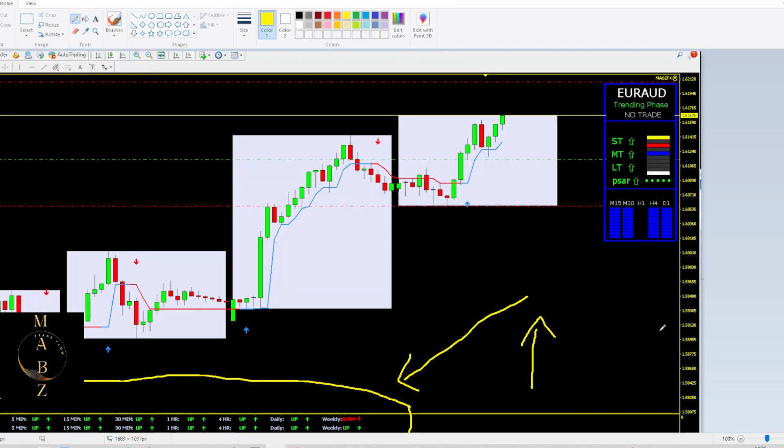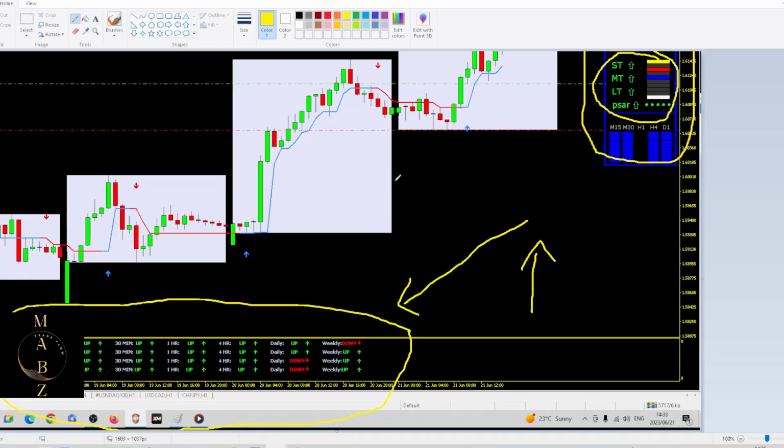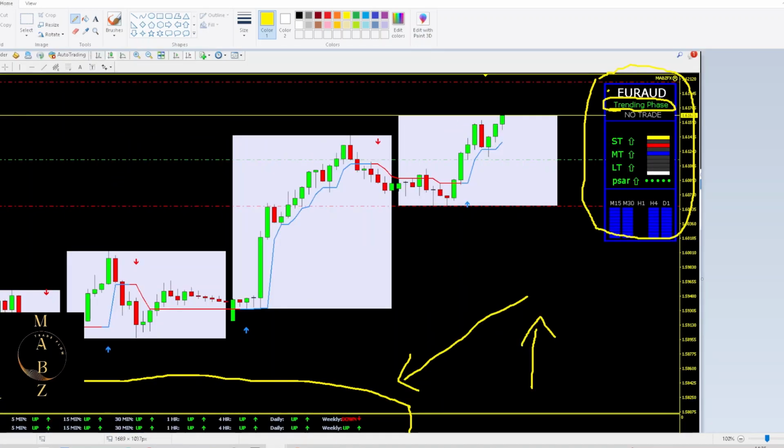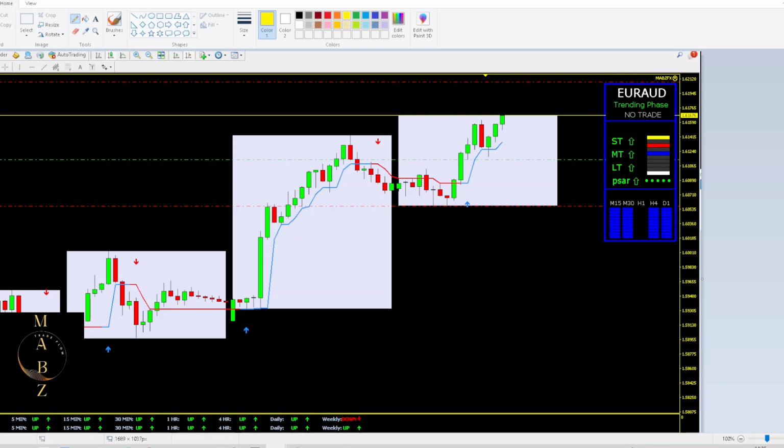And then the next thing we want to see is confirmation of the trend using our secondary indicator right there, where the first thing we can see is what we're trading. And then if it says here trending phase and it's green, that means that the market is trending to the upside. And if these other indicators are pointing to the upside, that means that we are in a strong bullish trend, which means that we are supposed to be looking for buy opportunities at this moment.